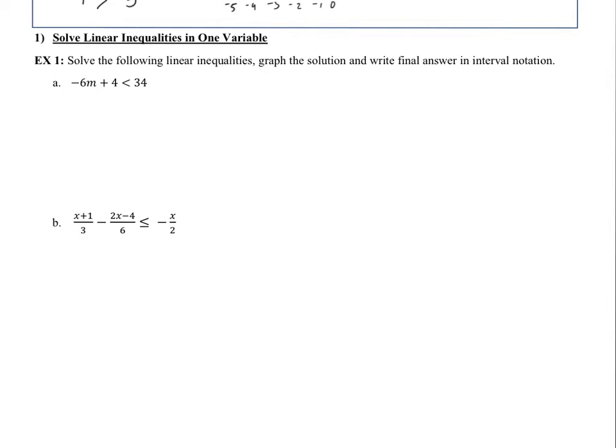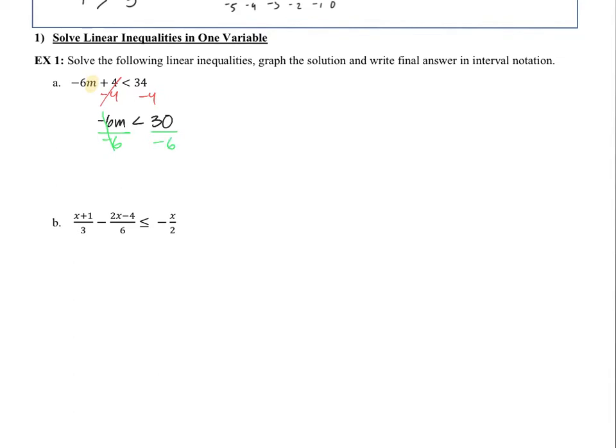So where's my variable? It's right there. I want to get everything on the other side of the inequality in this case. So I have a 4 and a negative 6. First, I'll subtract the 4 from both sides. Then I have negative 6m is less than 30. So I'm going to divide by, oh, look at that, I'm dividing by a negative.